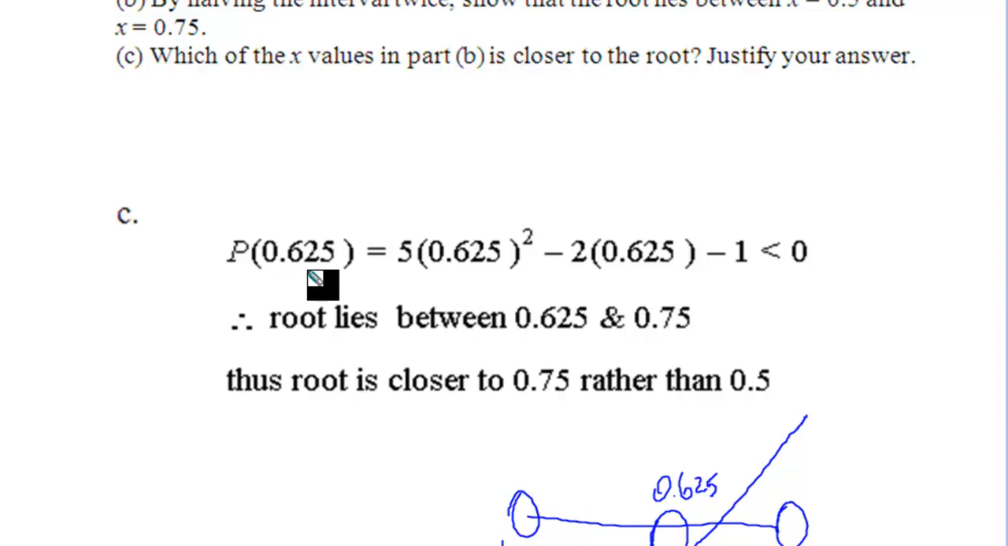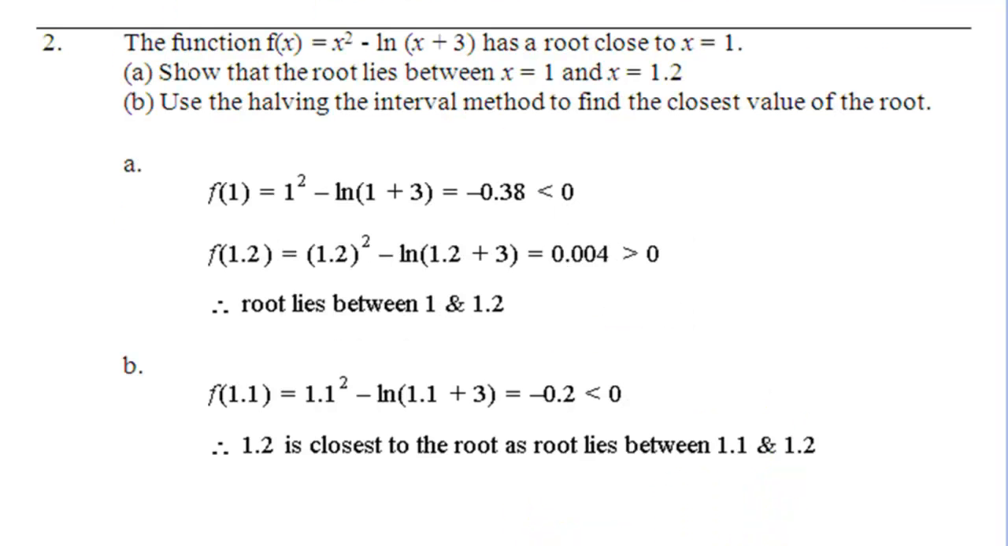So again, we'll halve that interval. We halve the interval between 0.5 and 0.75, and we get 0.625, sub it in, we get a negative value. That means the root lies between 0.625 and 0.75, which means it's closer to 0.75 than it was to 0.5. So you can see here, that was negative, positive there, and we test in the middle, it becomes a negative value, which means the root must be over this way, in this half, not that half, so it's closer to 0.75 or 3/4.